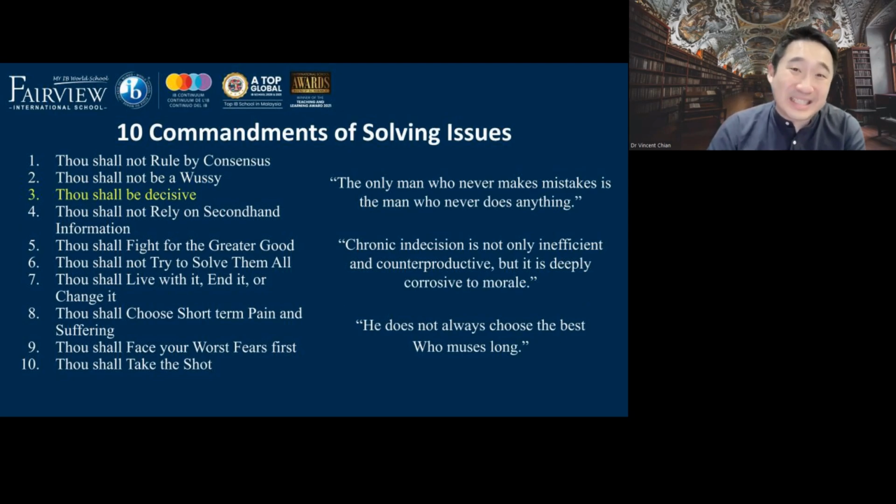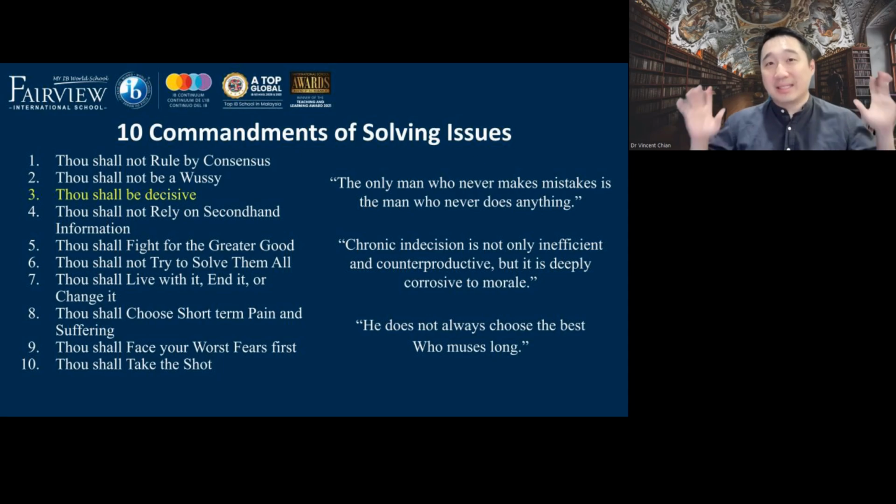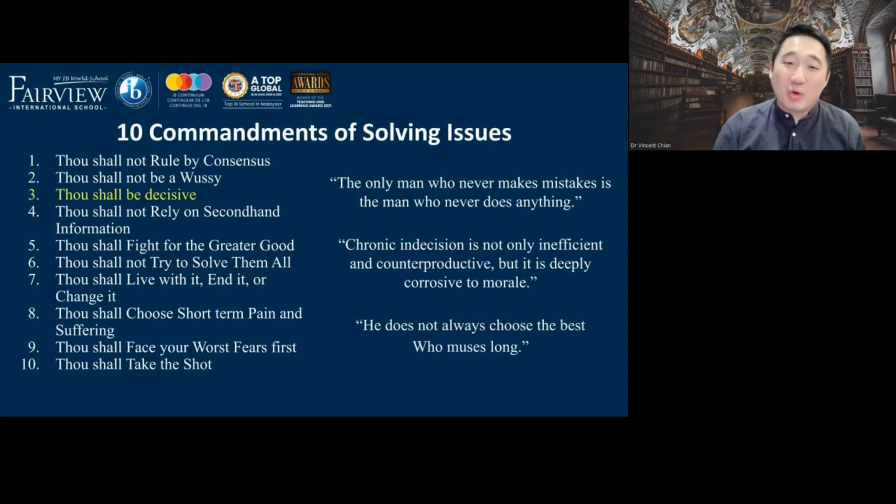Thou shalt be decisive. The only man who never makes any mistakes is the guy who never actually did anything. Chronic indecision is not only inefficient and counterproductive, but it's deeply corrosive to morale. And finally, the best one: he who does not always choose the best, who muses long. Don't overthink, please.